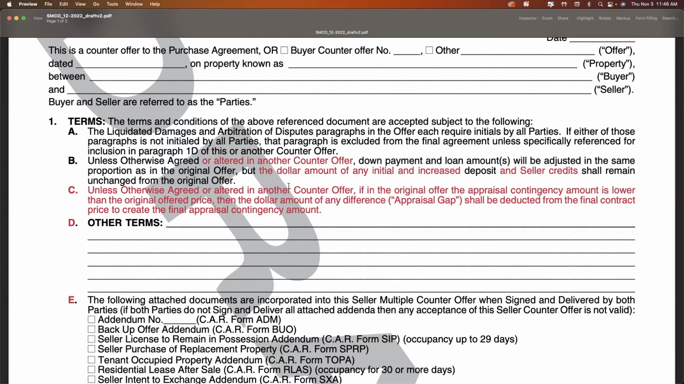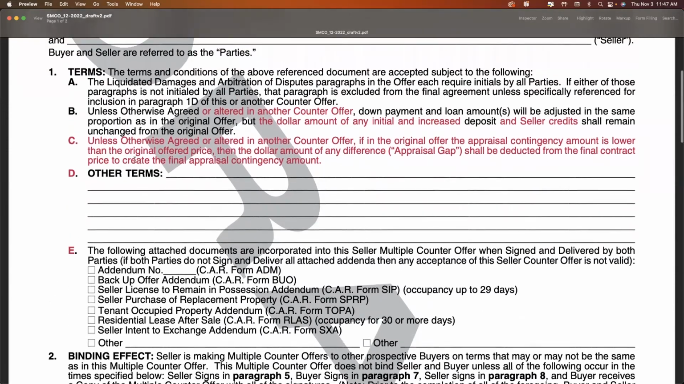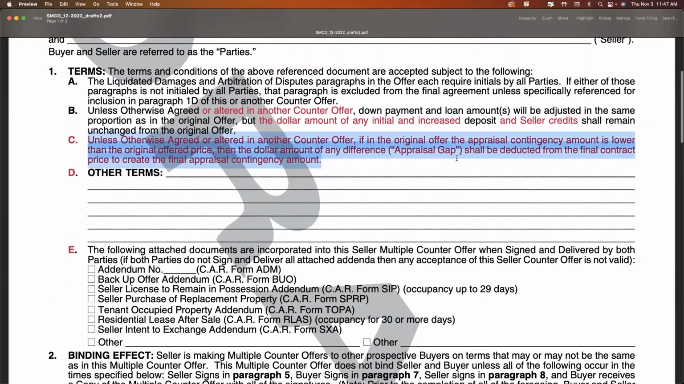But just so you guys are aware, the seller's counter offer now states the seller is agreeing to reduce the price from the offer price to the appraised value if there is a difference. Okay? You guys have to be aware of that. So that's the biggest change on counter offers. That's coming in December. It's not there now. It's coming in December, but you've got to be prepared for it, which means you've got to pay attention.